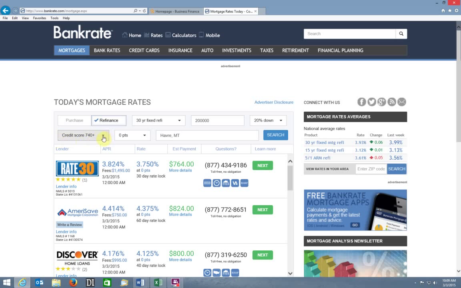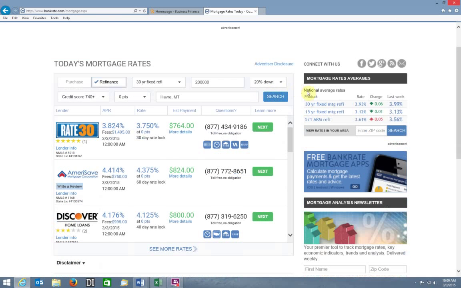0 points, credit score, yeah, you've got to put in some stuff, so 740 plus is fine. We'll say 0 points. That means that I'm not buying the interest rate down. You can actually pay points and buy an interest rate down if you want to. Here are national averages, and even that's probably okay. 30-year fixed rate mortgage, 3.93. Last week it was 3.99. Yeah, that's fine.